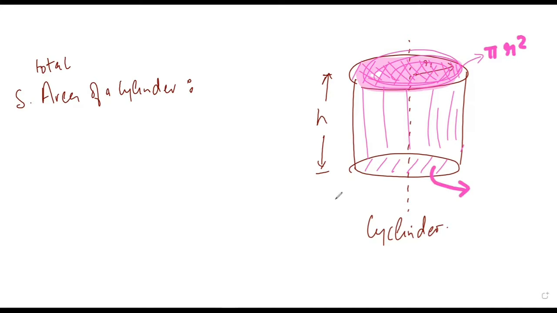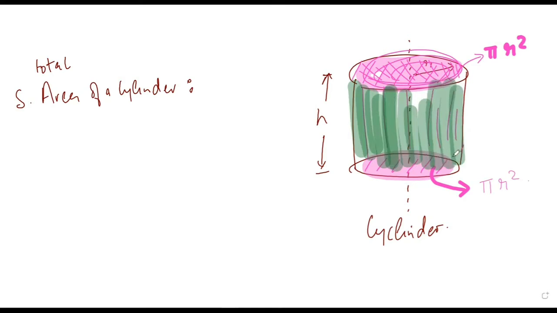So Satya, area of this part would be? Same pi r square. Sarthak, any doubt? This would be pi r square. Now the new formula that we need to learn is about this surface. Satya, do you agree? Yes, sir.